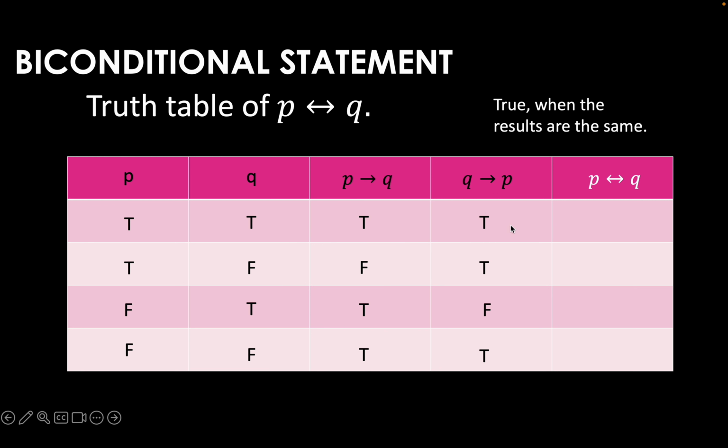So we have here true, true, that is true. False, true, that is false. True, false, that is false. And true, true, that is true. Now, you look at the result. This is your final answer. We have true, false, false, true. Its result is mixed, so that means it is a contingency.